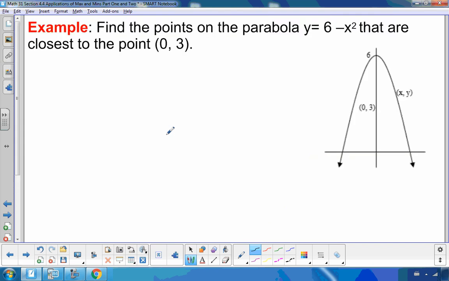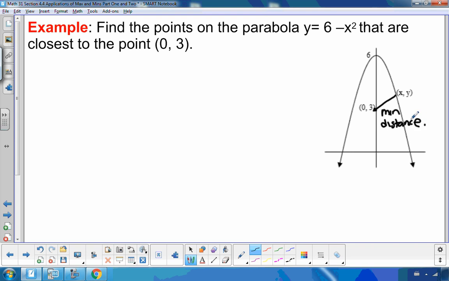Okay, let's try this one here. I want to find the points on a parabola, and the parabola is 6 minus x squared, that are closest to the point 0, 3. So I want to find the points that are closest to this y-intercept, okay? In other words, closest means I want the minimum distance.